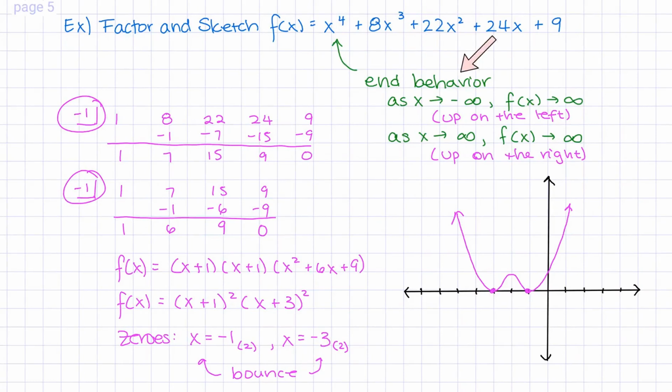As far as end behavior goes, the degree is even, so I think about a parabola that opens up because the leading coefficient is positive. That means it's going to be up on both ends. And so if it's going to bounce at -1 and -3, then the graph is going to look something like that. Here you go.